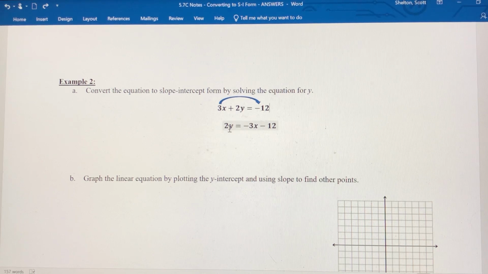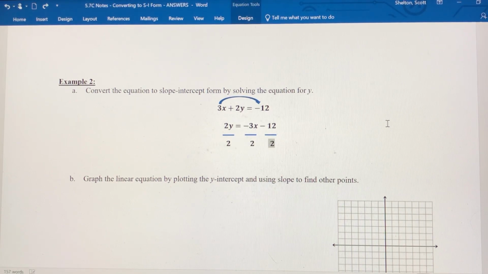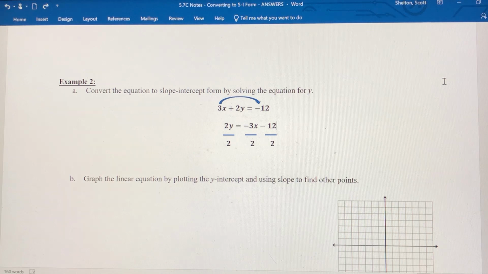Well, I don't have y by itself there. There's a 2 there also. So what I'm going to do is divide everything by 2. What that does here, these 2's are going to cancel out, so that leaves me with y by itself on the left side. Here, negative 3 over 2 can't simplify, so we're going to leave that in fraction form. And then this last piece here, negative 12 over 2, does simplify to negative 6.